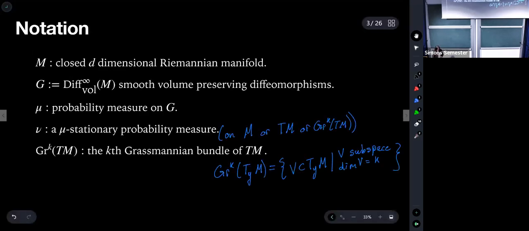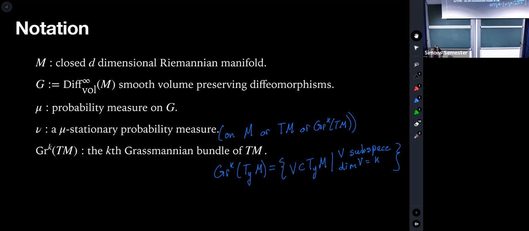All right, so notation. For the remainder of this talk, M is a closed D-dimensional Riemannian manifold. G will be volume preserving diffeomorphisms. You can consider all of this setup in the non-volume preserving case, but it tends to be slightly less interesting because a lot of the more complicated problems come from restricting to the volume preserving case in particular. So mu is a probability measure on G. This will be the law of our random walk. Nu is a mu stationary probability measure.